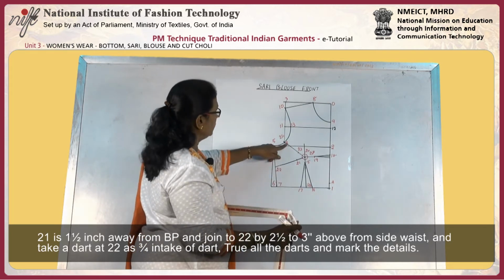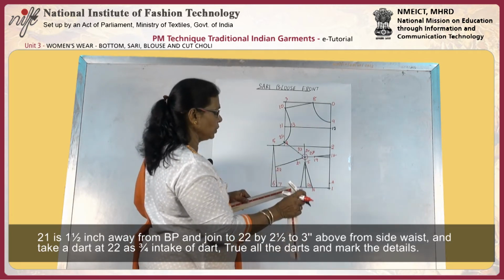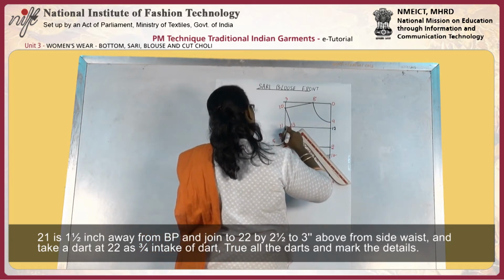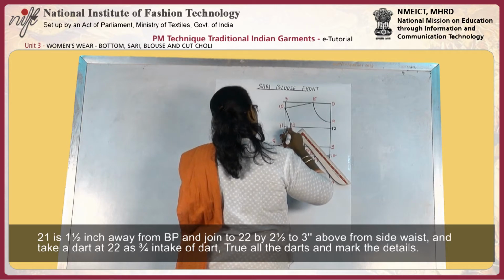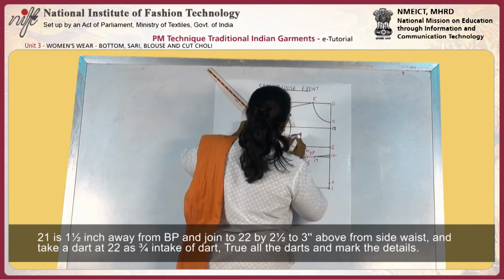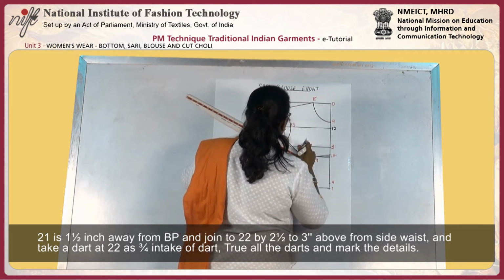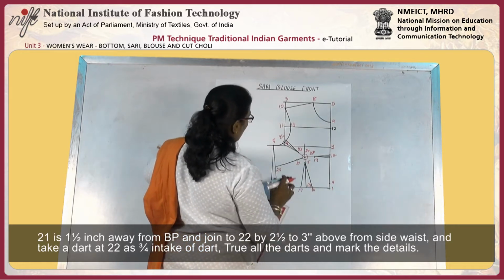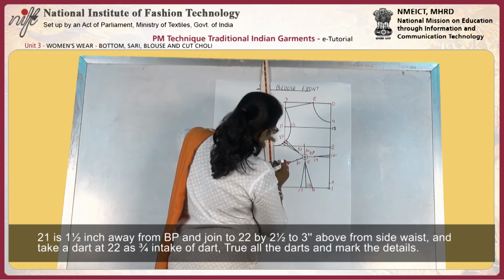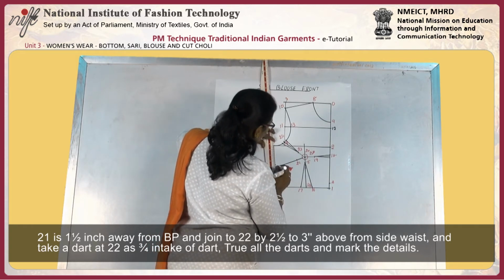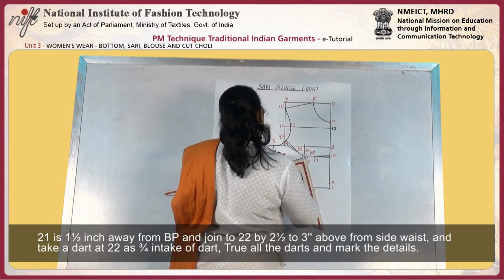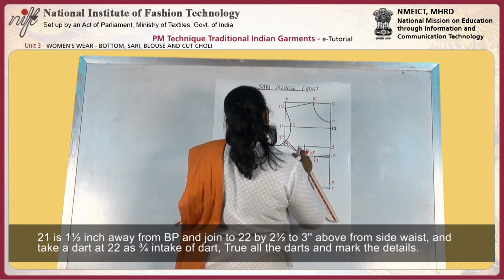Now the armhole dot intake is 3/4 inch. So we should mark 3/8 and 3/8 on both sides and connect the dot to 23. And the side seam dot is also 3/4 inch. So mark 3/8 inch, 3/8 inch as the dot width and connect to 21 as dot.